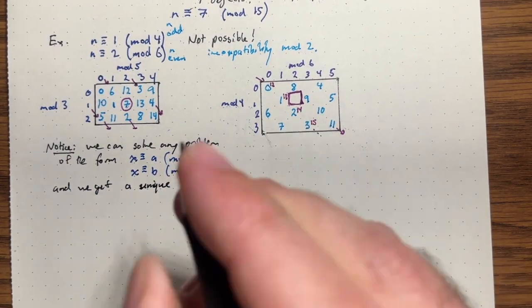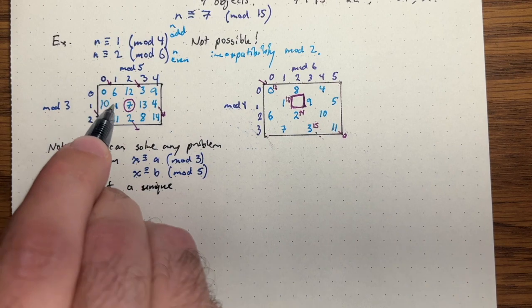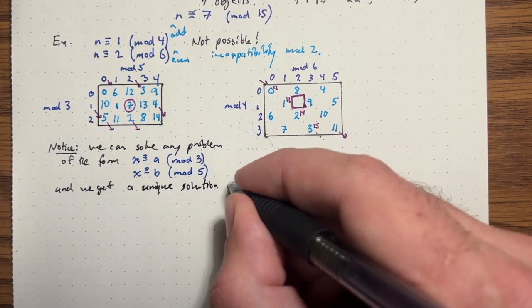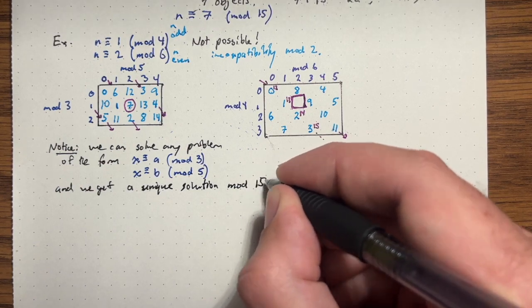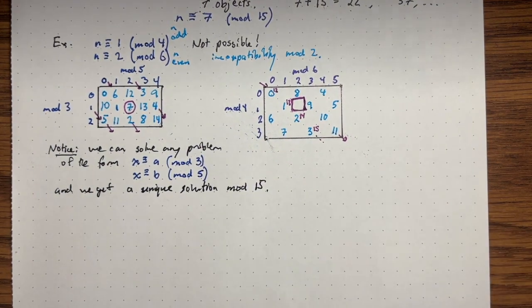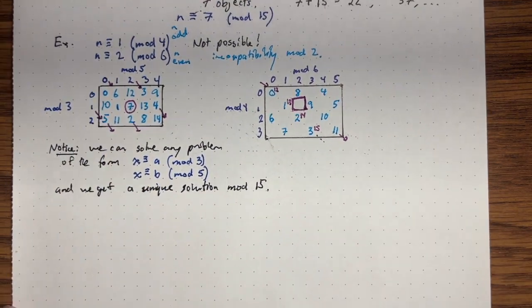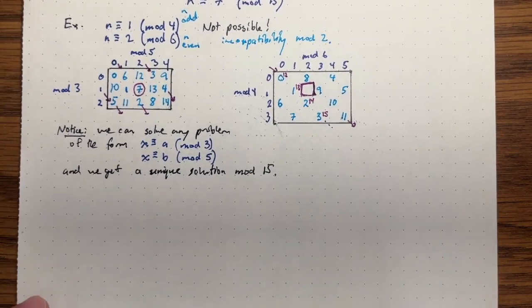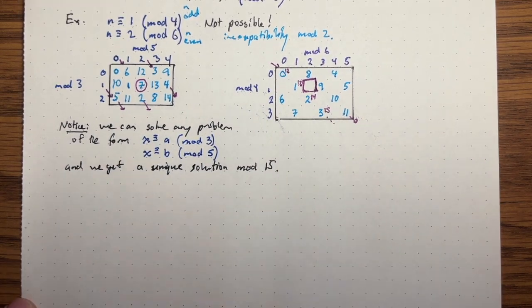Not in the integers, right? Because I would have put the 15 there and then the 16 there. But we get a unique solution mod 15, modulo 15. We're able to put in all the numbers from 0 to 14, and they each occupy their own box. Let's try to actually prove this.